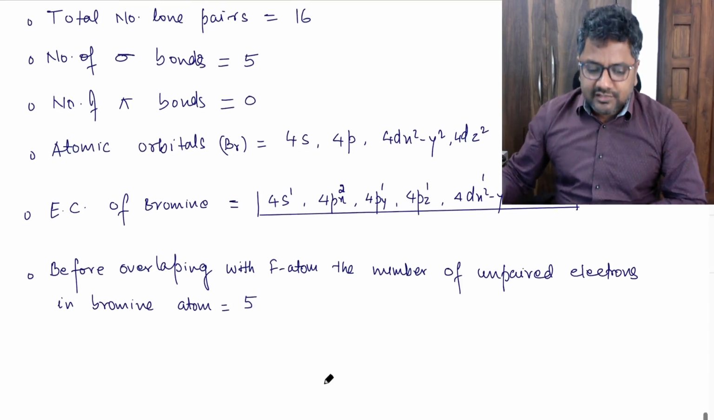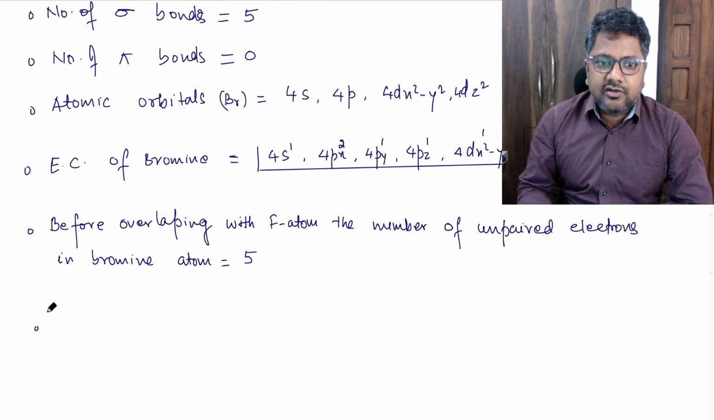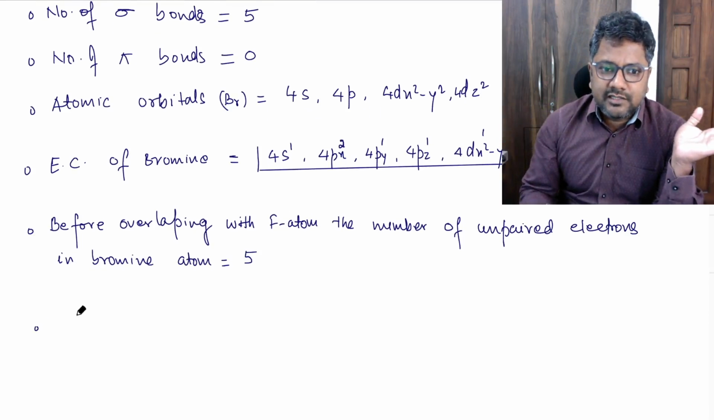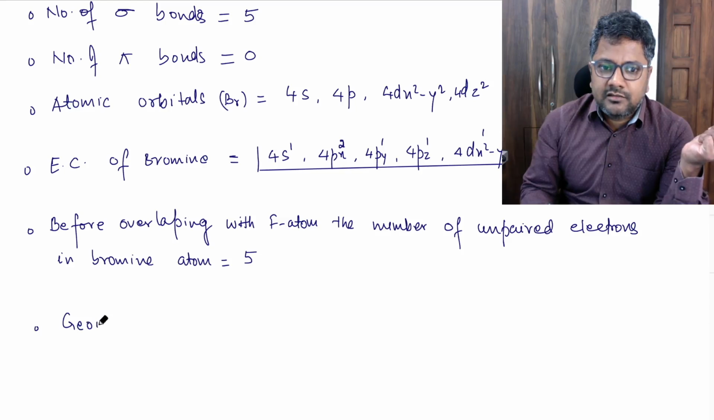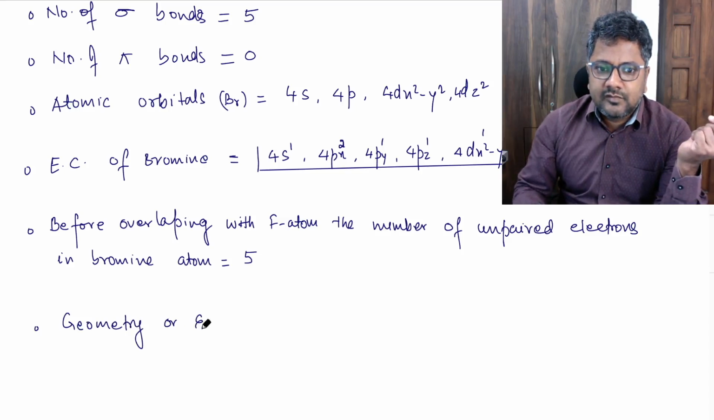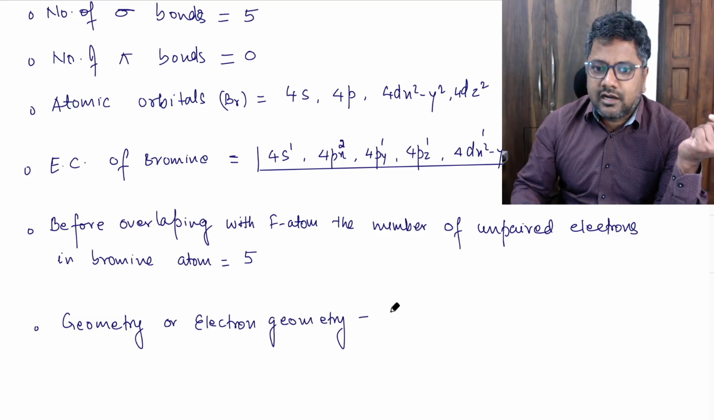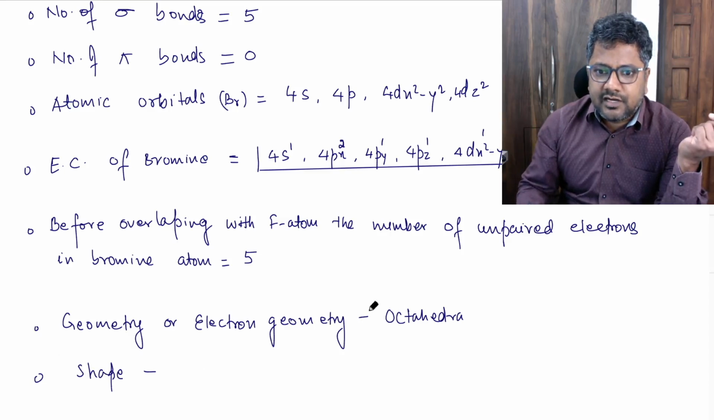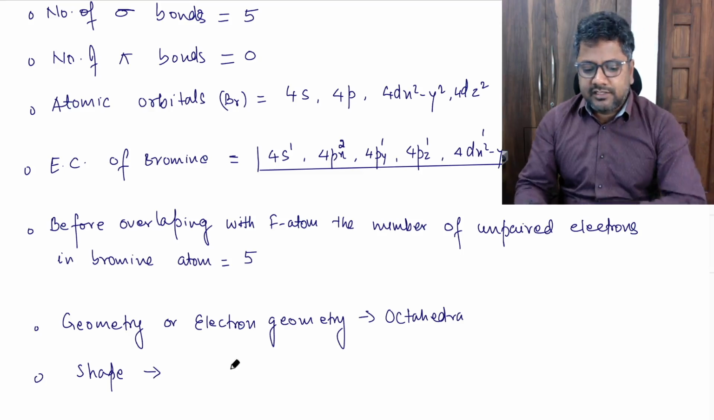So what is the electron geometry? It means electron pairs. If you see, 6 electron pairs are there, so the electron geometry is octahedral. And what is the shape of this molecule? If you consider it without this lone pair, the shape is square pyramidal.